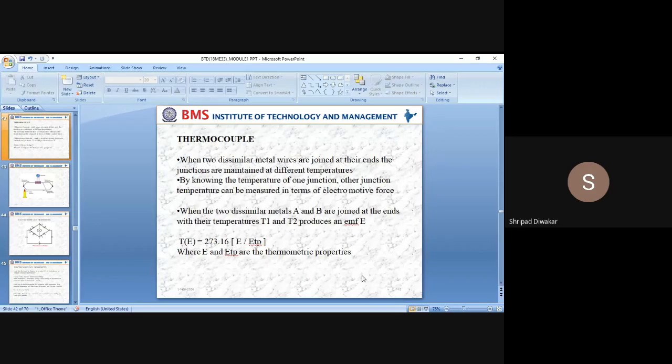So whatever experiment or instrument is there, you have to give the interpolation formula, what the temperature range is, and which equation it follows. Okay, what is the principle behind it? You have to explain each and everything.